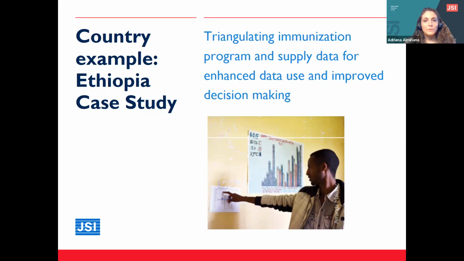So I'm going to present a country example of JSI's experience supporting Ethiopia staff in triangulating immunization program and supply data towards better data use and improved decision making. Next slide.